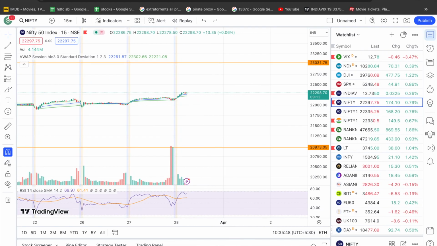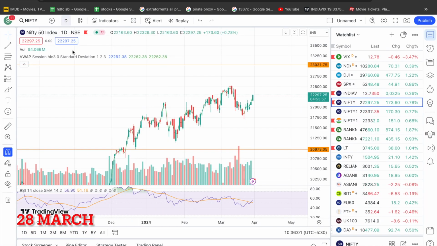Today we are on 28th of March. This is Thursday, 28th of March, the expiry day. We are at 10:35 a.m. as you can see here. And today we can see that there is a sign of positivity. Nifty is positive.